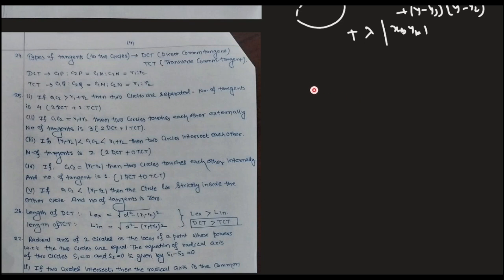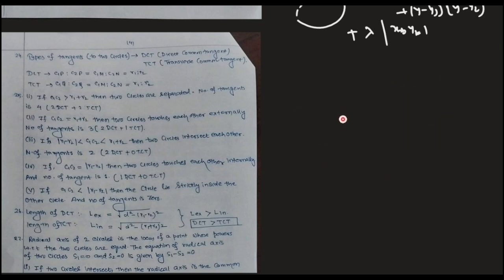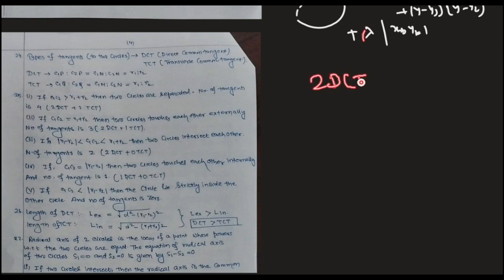Now different situations appear when you count the number of tangents. Suppose here is one circle, here is another circle, that means the distance between their centers is more than the sum of their radii. So we can say that C1C2 is greater than R1 plus R2. If this happens, then the two circles will not intersect. They are separate, then we can draw tangent 1, tangent 2, one tangent here, another tangent here. So two direct common tangents and two transverse common tangents we can draw. So there are 4 tangents when they are separated.